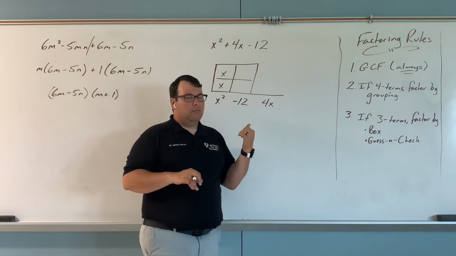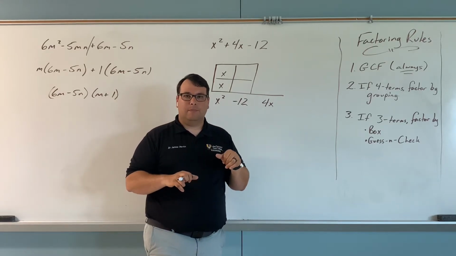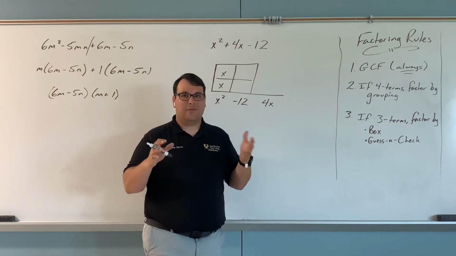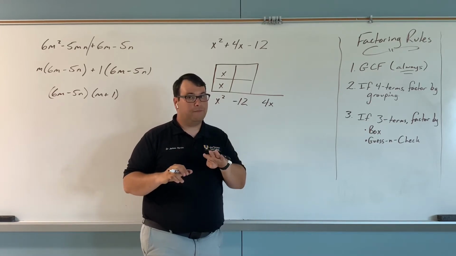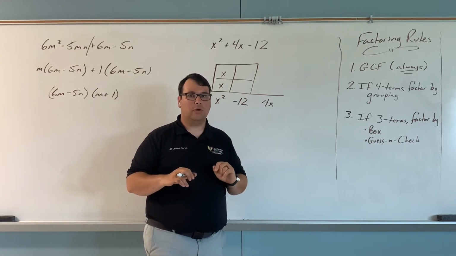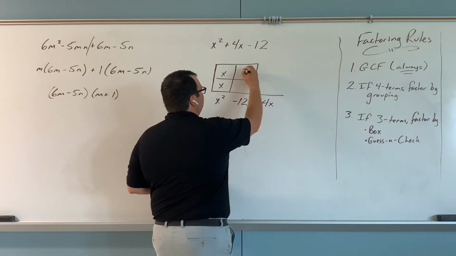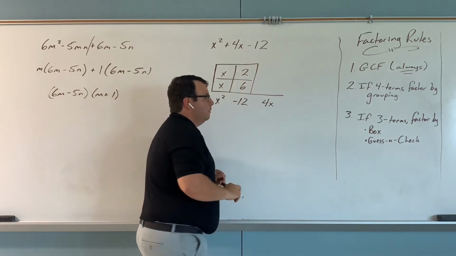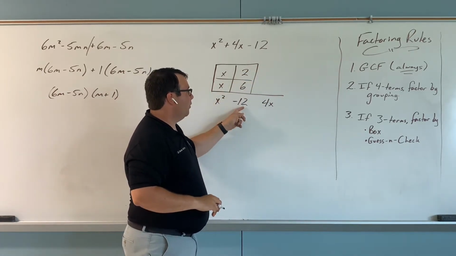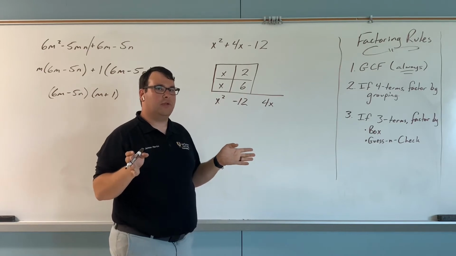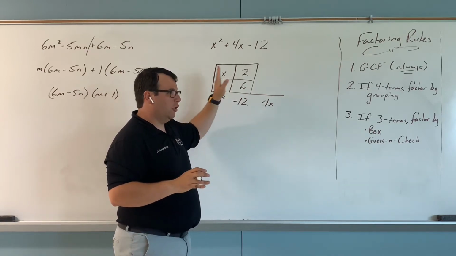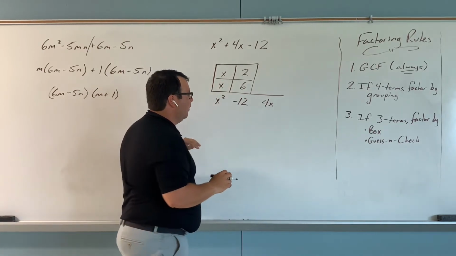What about 2 and 6? 2 plus 6 is 8. That's not going to work, but 6 minus 2 is 4. That could work. So I'm going to say 2 and 6. Now, does 2 times 6 give me 12? Absolutely. We'll come back to the sign, so don't worry about that just yet.